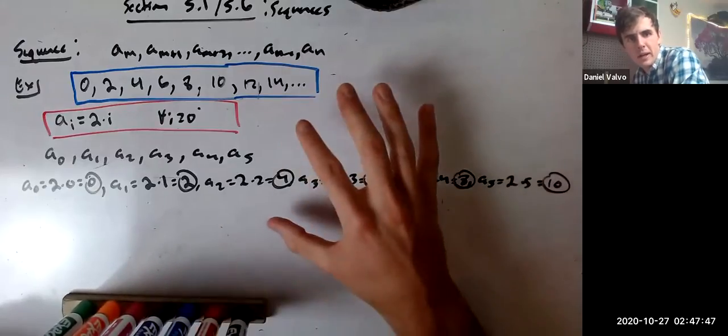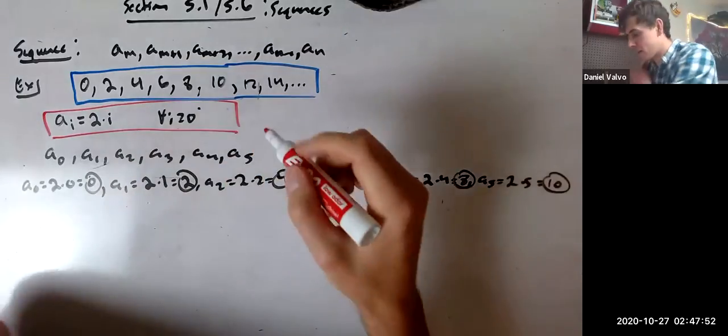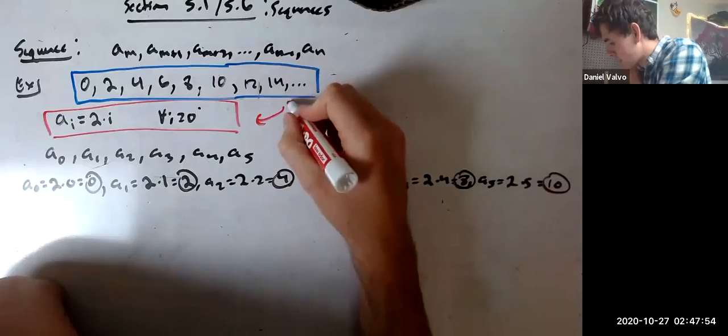Does that make sense? All we're talking about here is a different way to represent sequences rather than just writing them out. And this is called its explicit form.